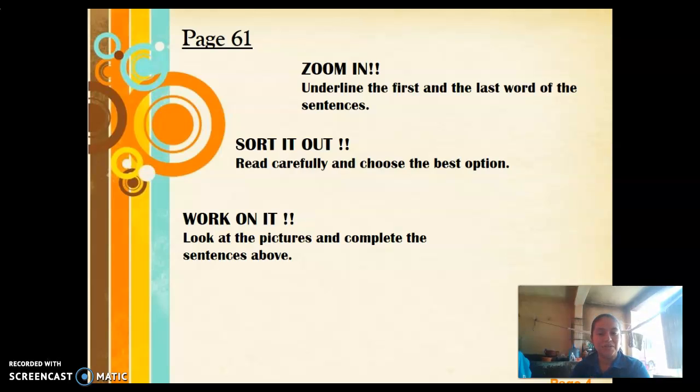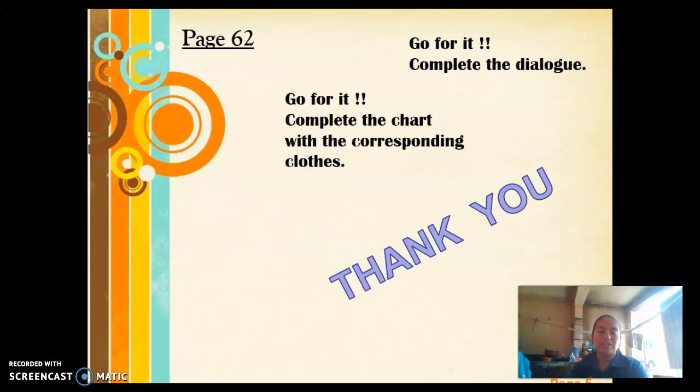It says, look at the picture and complete the sentence above. Okay, we have 6 pictures and we have 6 sentences. You're going to read according to the pictures, and then we're going to check if they are correct. And now we're going to continue on page 62.